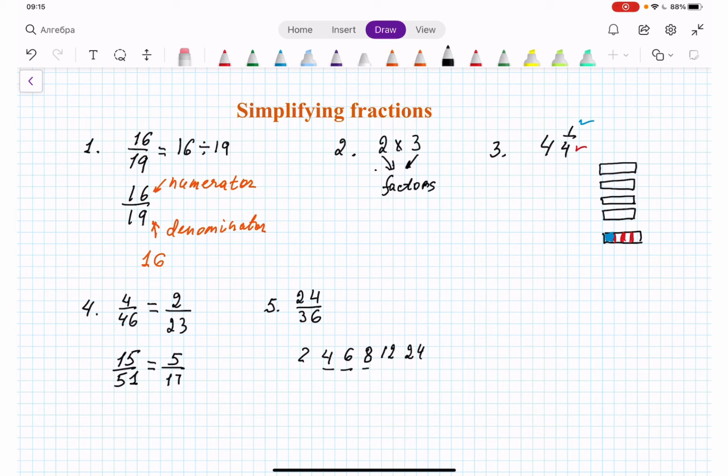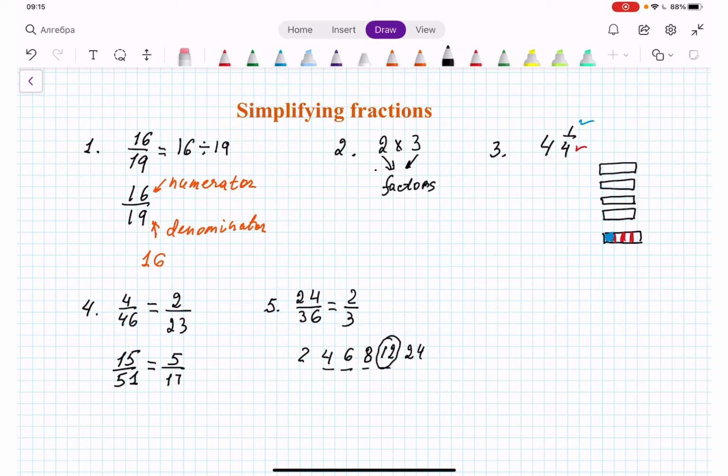8 is not dividable. Let me check 12. Yes, you can divide. 36 divided by 12 is 3. So in 24, no, I can't divide. So the highest number I can divide both 24 and 36 by is 12. 24 divided by 12 is 2. 36 divided by 12 is 3.